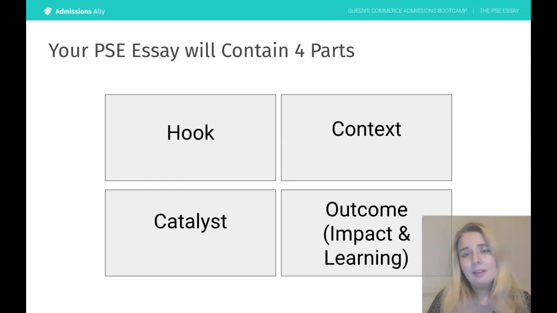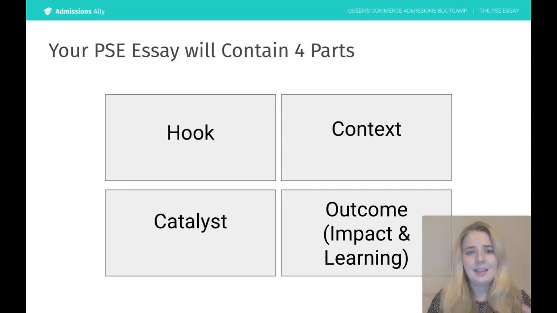The next part of the essay is going to be context. This is going to be all the details surrounding the activity that you're targeting. This might be who you were with. When you started this project, what was the current context? If you were talking about a student club, say you had joined this club, what did it look like? Who was involved? Where did it take place? How long had it been going on for in this current state? And really, what started to get you involved here?